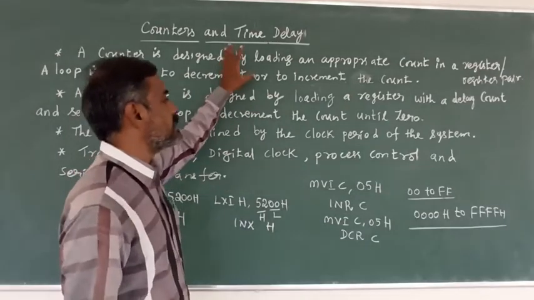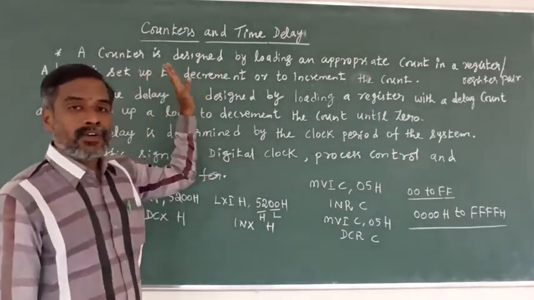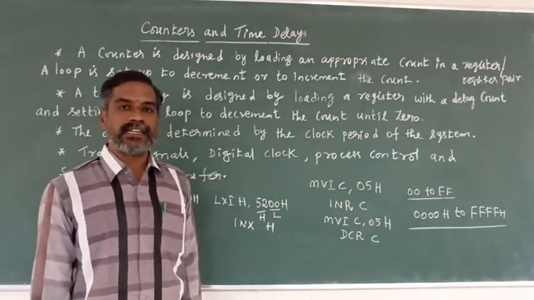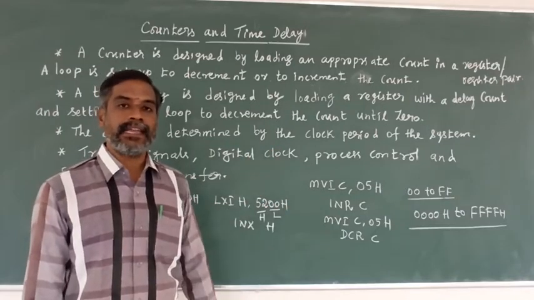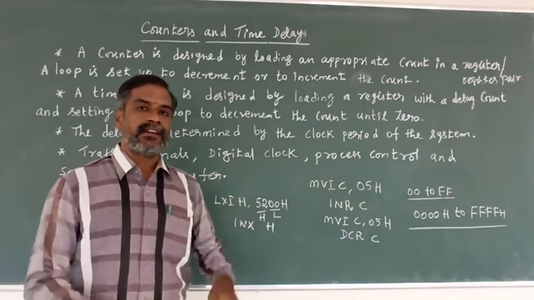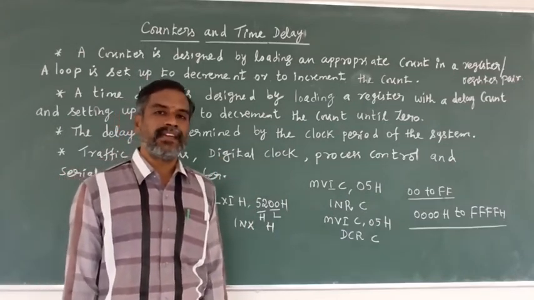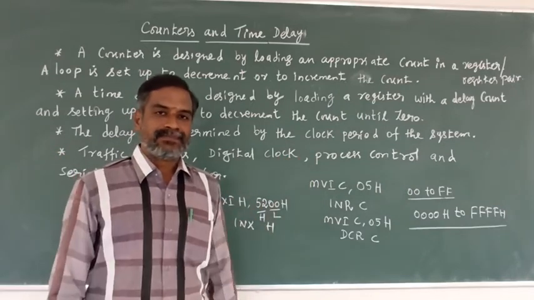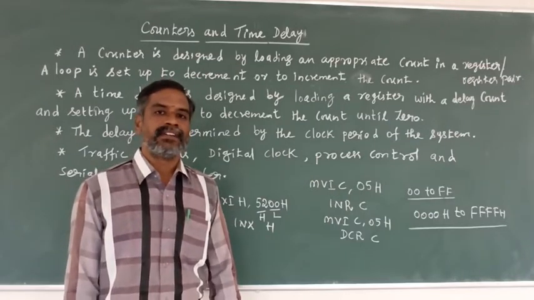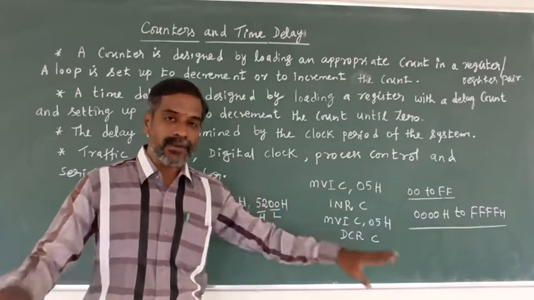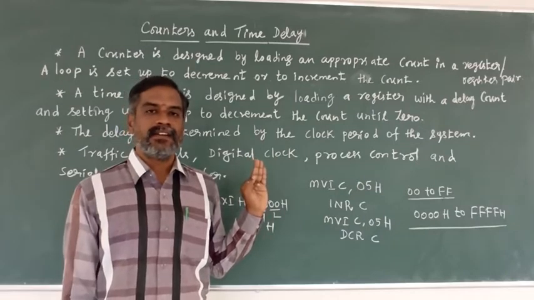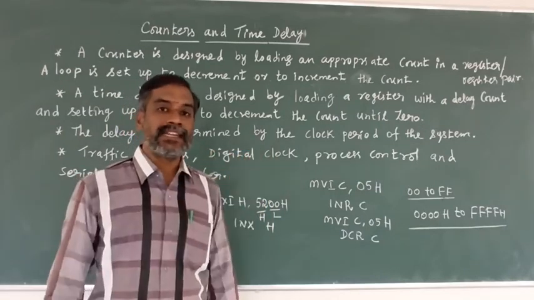Now, where is the delay used? Traffic signal. Without delay, what will happen in a traffic signal? The vehicles on all sides of the road will crash, and accidents will happen. So we avoid these things. We have to give some delay for green light, red light, yellow light, between two lights.